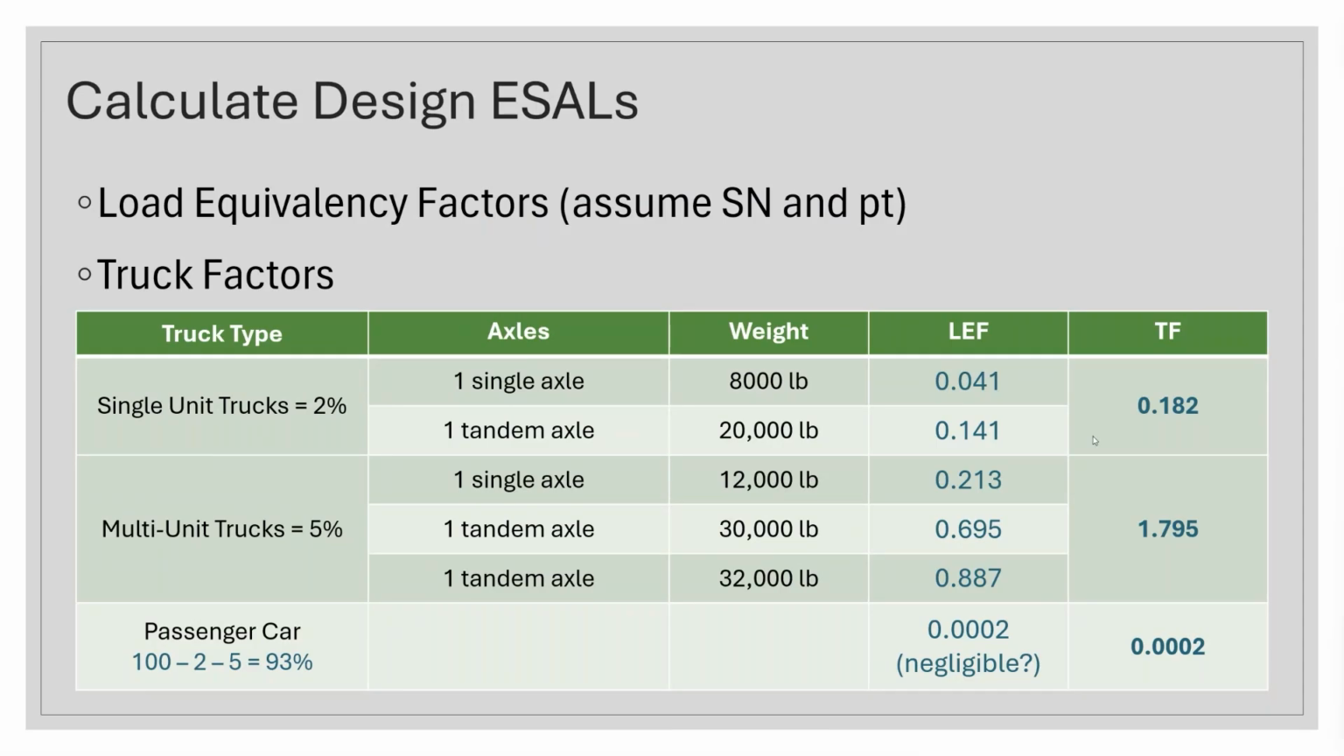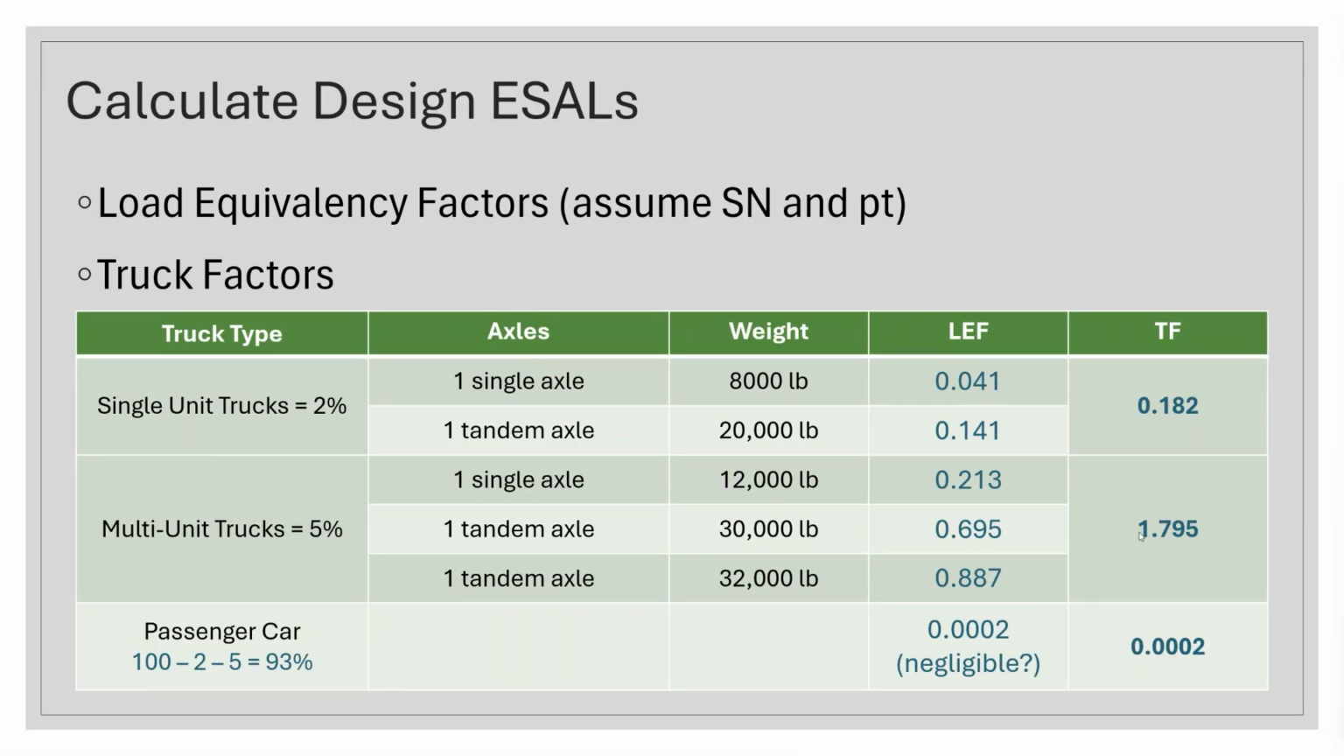We do the same thing for our big trucks. We got 5% of those. So a single axle and two double axles. The double axles have a little bit different weights, but we get load equivalency factors for each axle: 0.213, 0.695, 0.887. And I add those three together, and that gives me a factor for the truck. Okay, so that overall factor is 1.795.